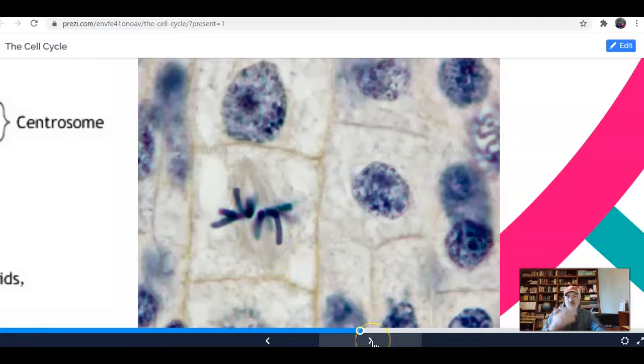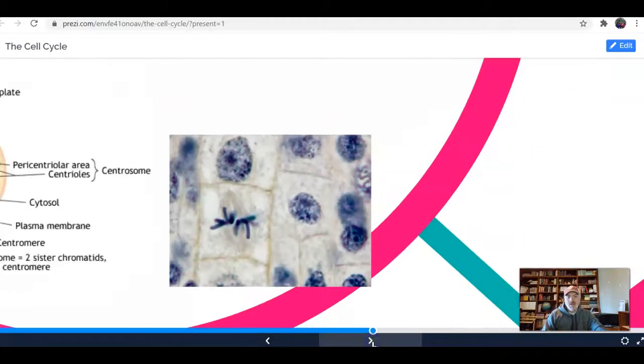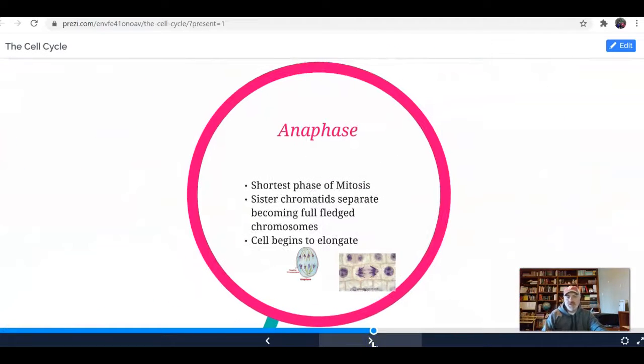And a lot of times when we look in a microscope and we're looking at the different phases of mitosis, you'll see more metaphases, probably easier to find than the other phases. Sometimes prophases are pretty easy to find too, pretty numerous. The third phase is anaphase. So we've had prophase, metaphase, and then anaphase.